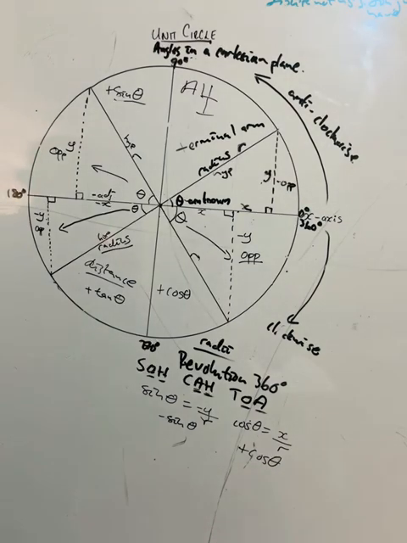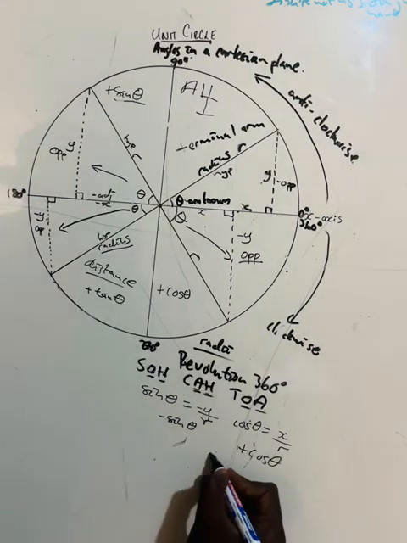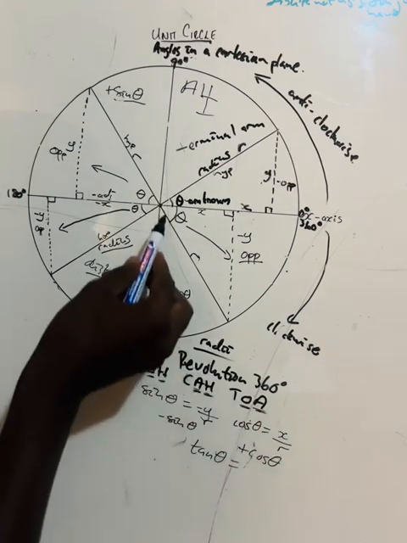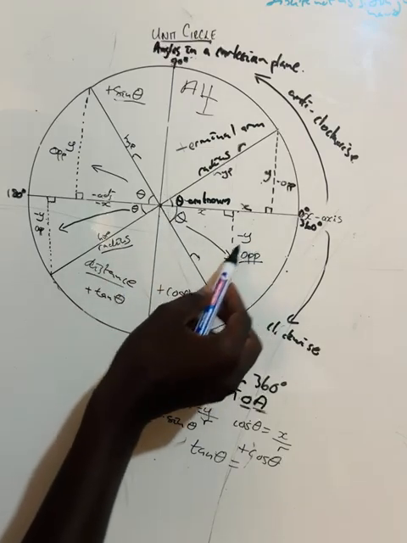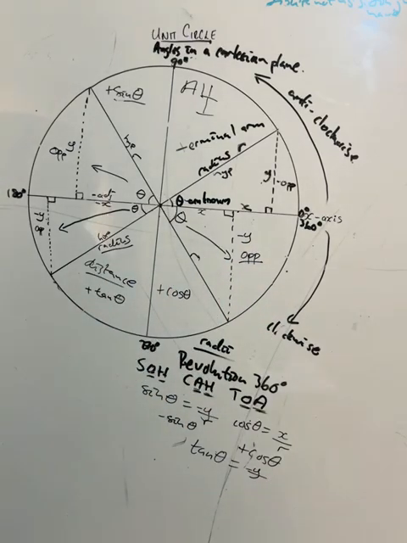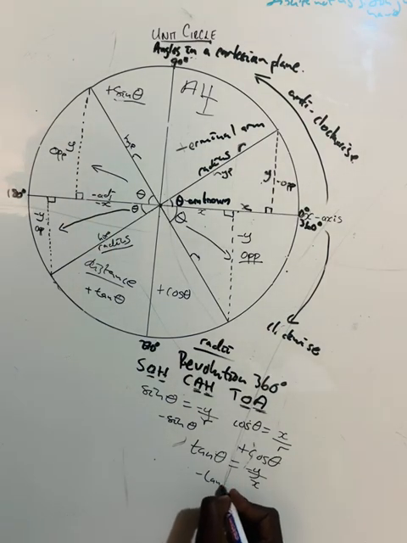And then last, we have tan theta, which is equal to opposite over adjacent. Where is our opposite? Our opposite is a negative y. So we write our negative y there, all over our adjacent, which is a positive x. And when we say negative divided by positive, we get a negative. So we've got a negative tan theta.